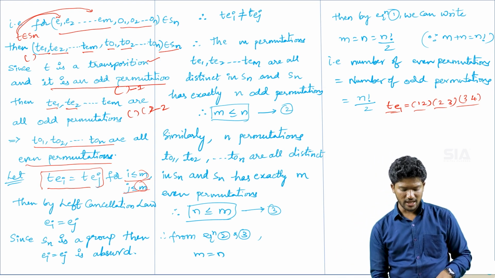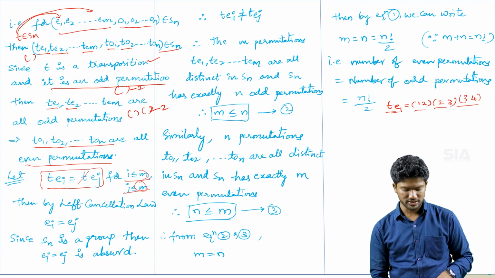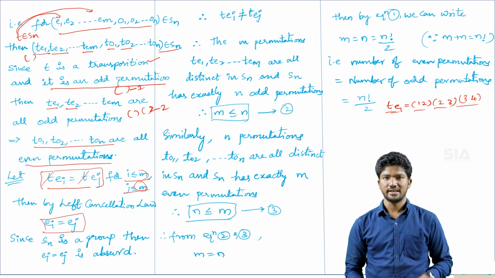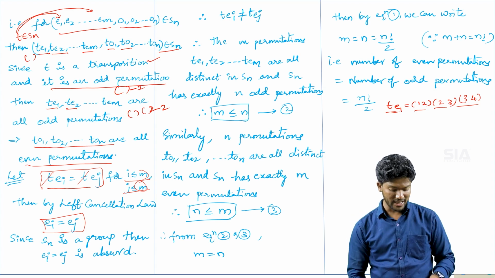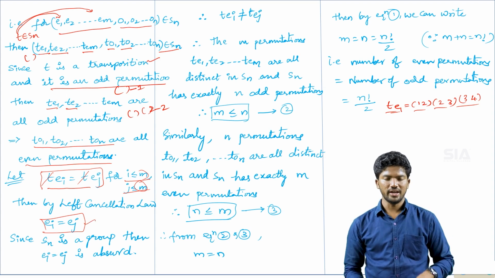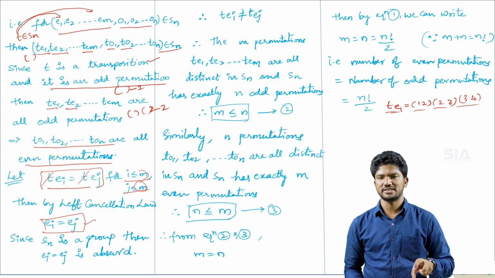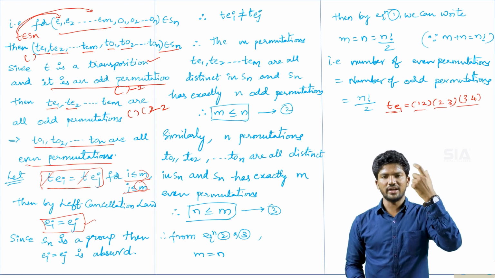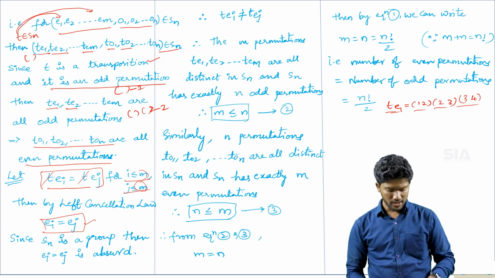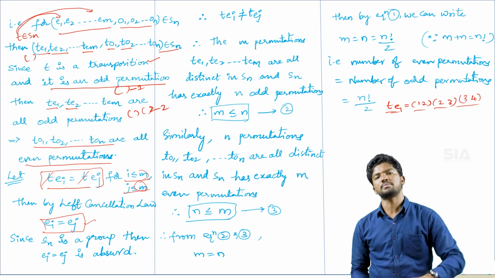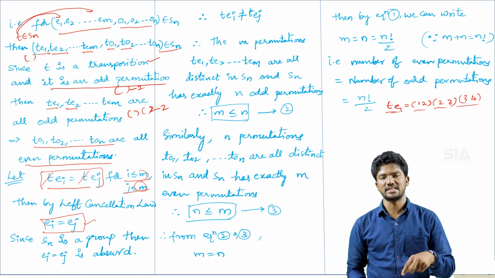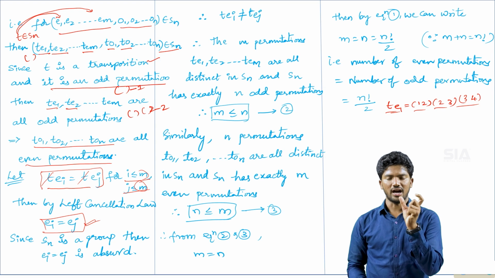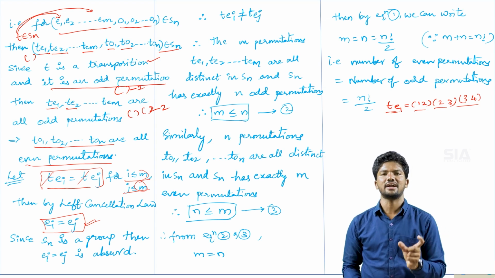Then by the left cancellation law, if you cancel this t on both sides, you can write e suffix i is equal to e suffix j. Since S suffix n is a group and we are getting two elements equal, those are not just elements, those are permutations. If two permutations are equal, then the counting will affect the order of the symmetric group. We took first of all that each and every permutation is different, but we are getting two permutations that are equal. Then that will affect the order of the symmetric group.